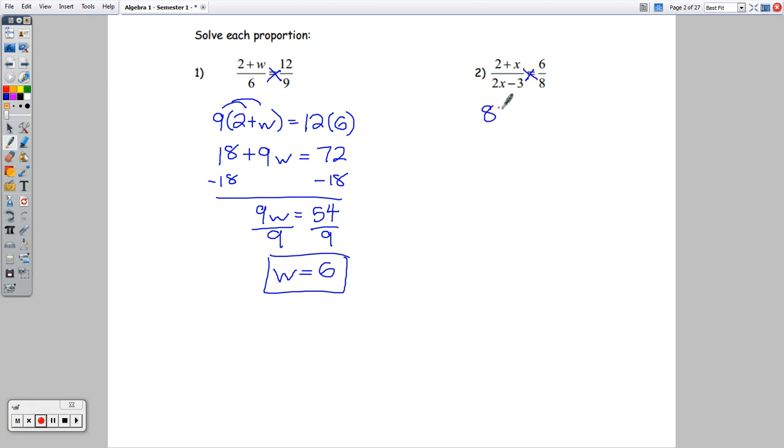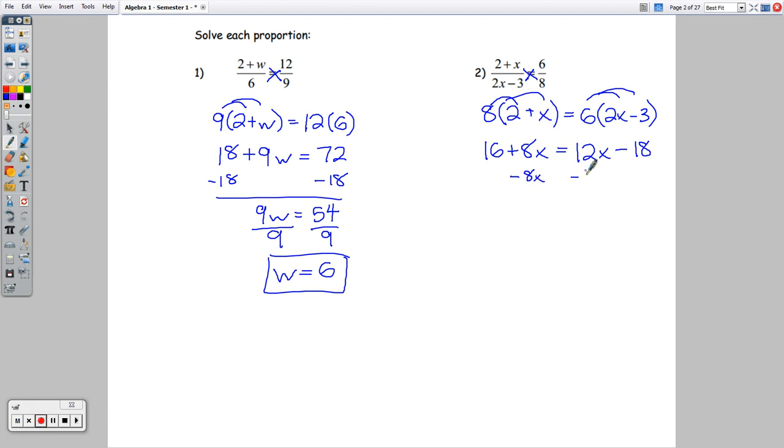This one, if we cross multiply, it looks like this. And putting both parts in parentheses there, distribute the 8, distribute the 6. That's 16 plus 8x equals 12x minus 18. And then from there, get the x's on one side, get the regular numbers on the other side.